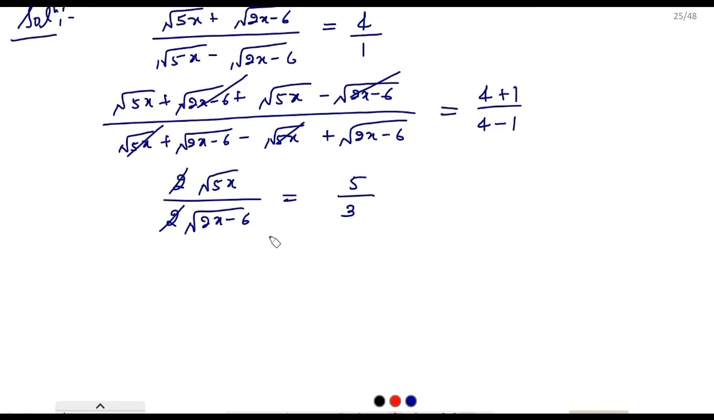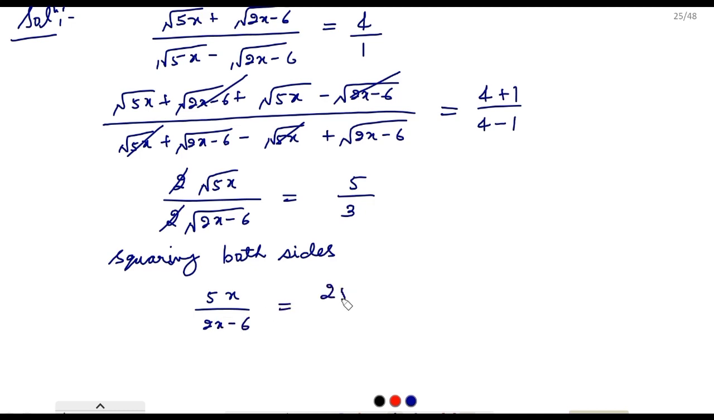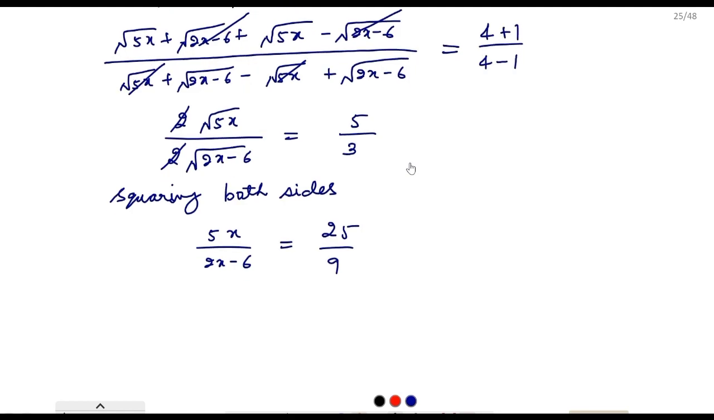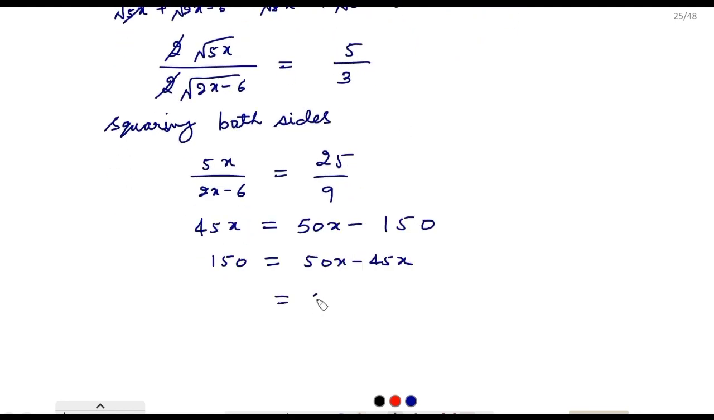Now we are squaring on both sides. Squaring both sides, we will get 5x divided by 2x minus 6 is equal to 25 by 9. Now cross multiply and solve this for x. The value of x is 30.